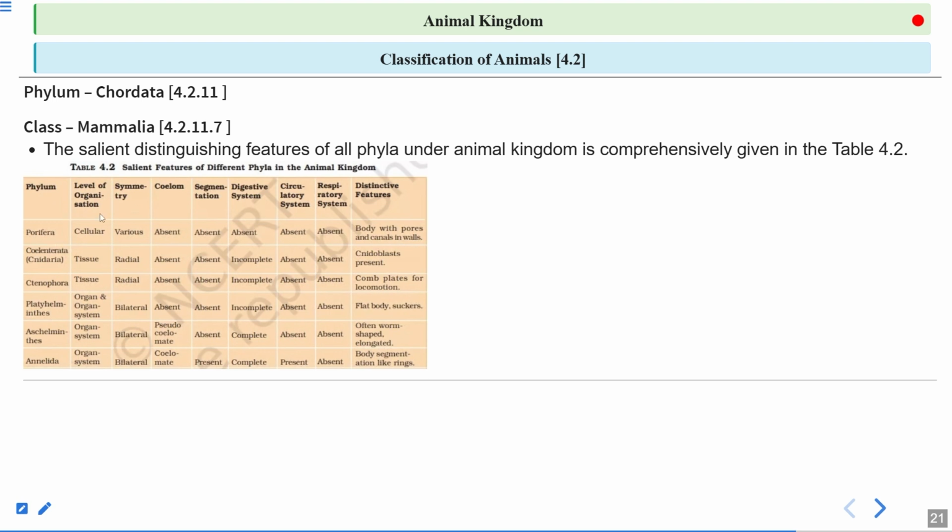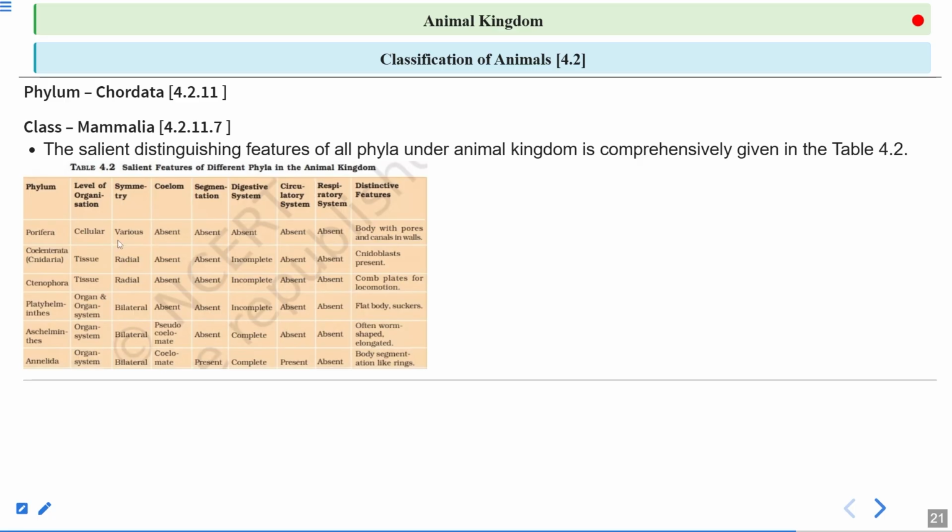If you see the level of organization, Porifera has the cellular level of organization. Coelenterata and Ctenophora have the tissue level of organization. Platyhelminthes have organ and organ system level, Aschelminthes have organ system, and Annelida have organ system too. If you talk about the symmetry, they generally have asymmetry.